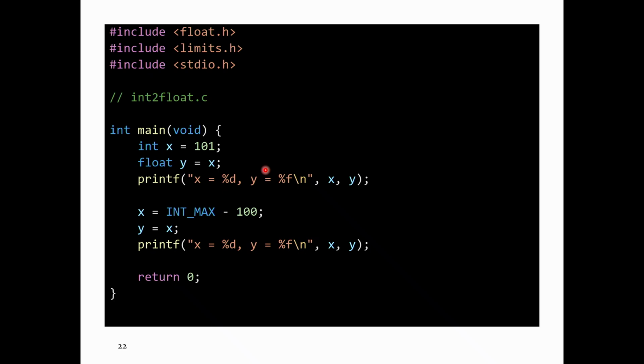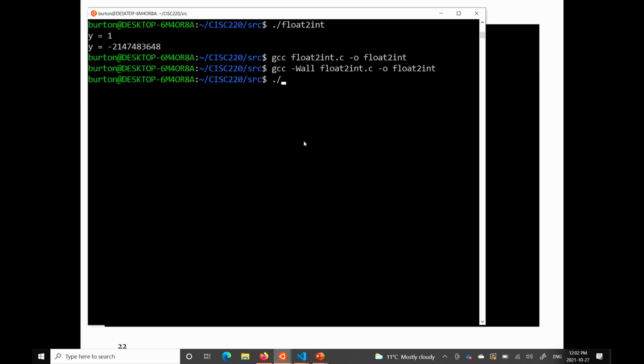So here's x, it's an int, 101. I should definitely be able to represent that as a float. So if I store x into y, which is a float type, x and y should be 101. Now, any large value of x, any value close to int max, that's not going to fit into float exactly. So if I compute int max minus 100, that is a valid int. It's positive. It's large. But that value is not going to fit into float. That value is not exactly representable as a float.